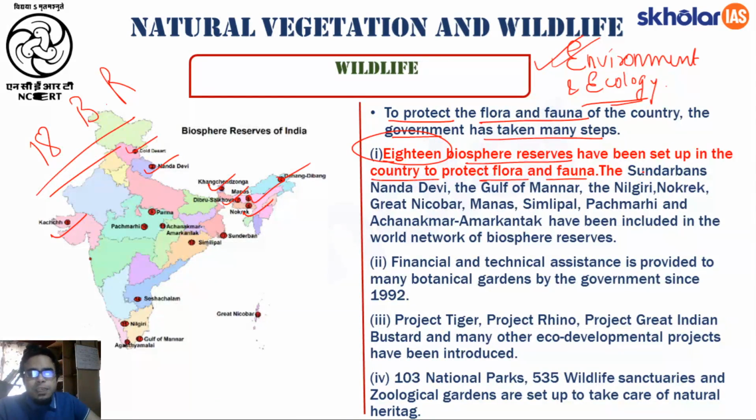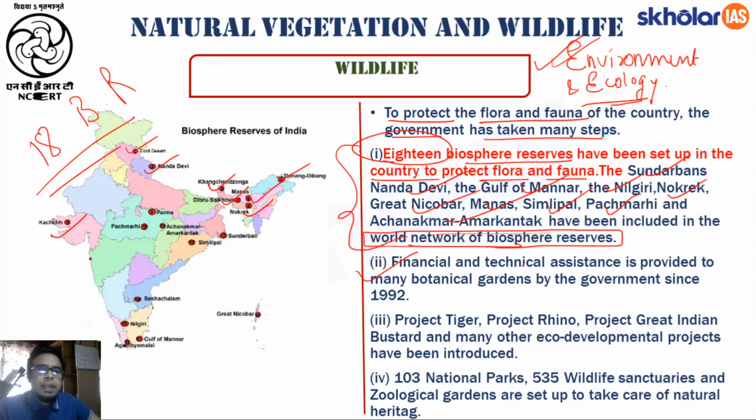So your examples include the Sundarbans in West Bengal, Nanda Devi, the Gulf of Mannar in Tamil Nadu, then the Nilgiris, Nokrek, Great Nicobar, Manas in Assam, Simlipal in the state of Odisha, then Pachmarhi in Madhya Pradesh, then Achanakmar-Amarkantak. All of these have been included in the World Network of Biosphere Reserves. Now what is this World Network of Biosphere Reserves? We will talk about this.